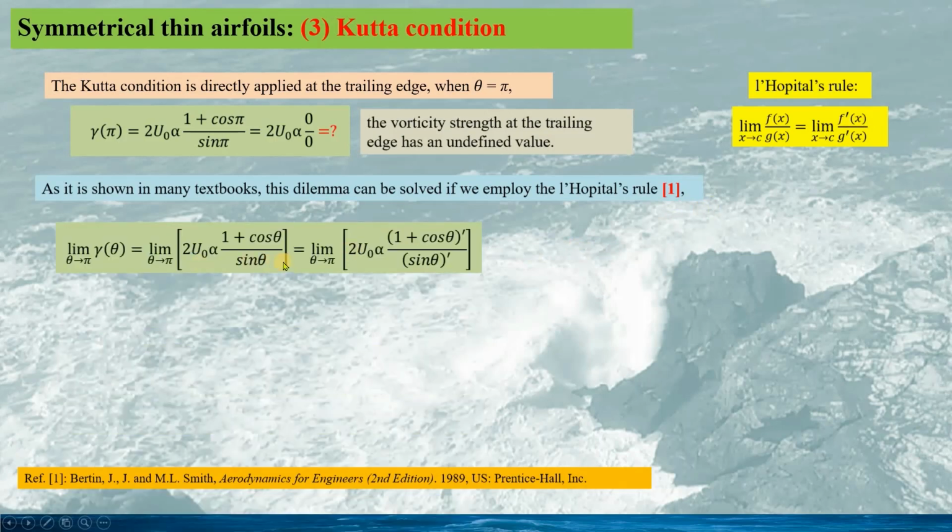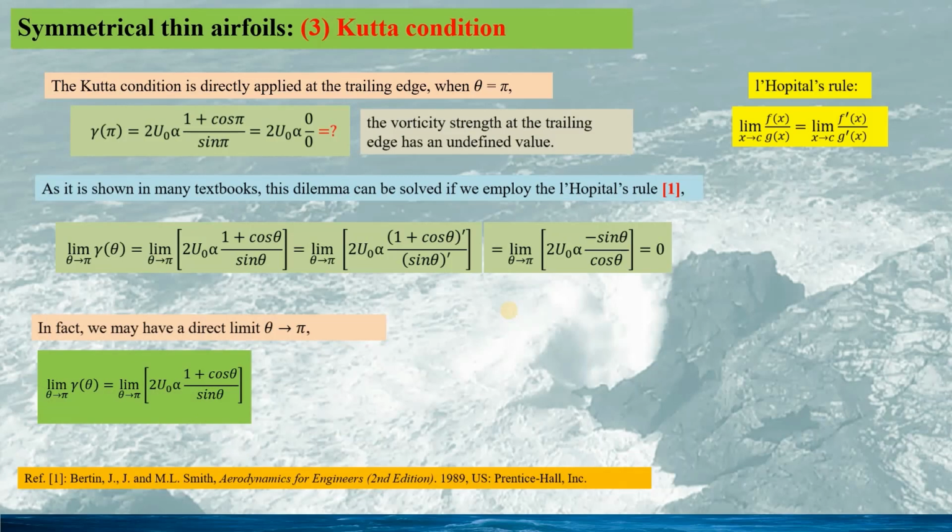As such, we apply this L'Hopital's rule to the vorticity at the trailing edge. We have this expression and this. So this will lead to an expression as this. Thus, we can see the limit of the vorticity at the trailing edge is 0.